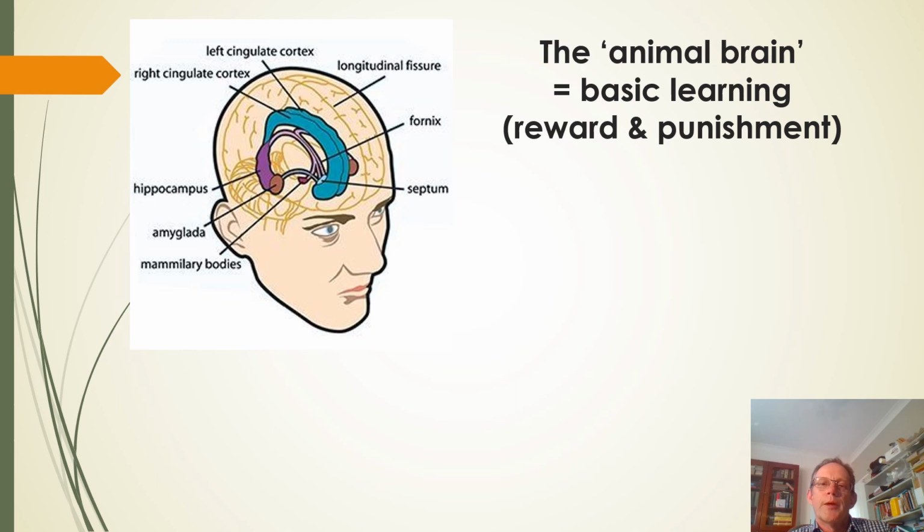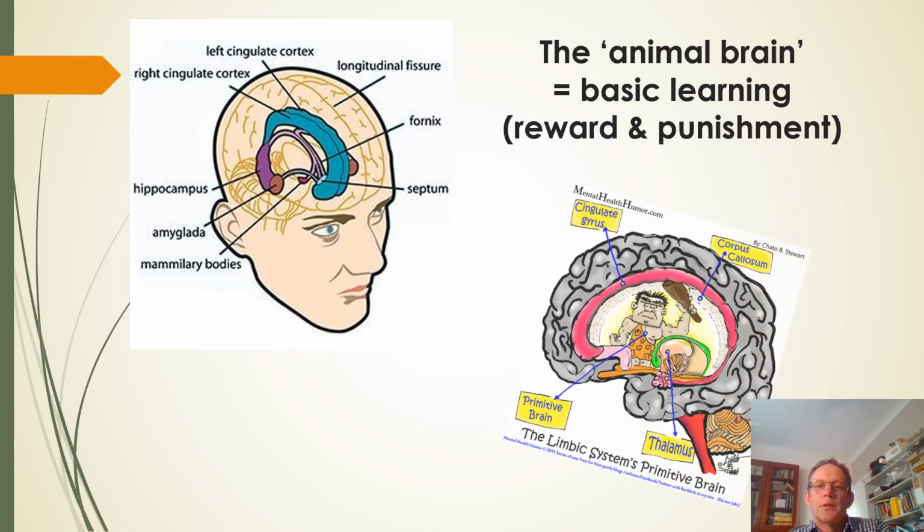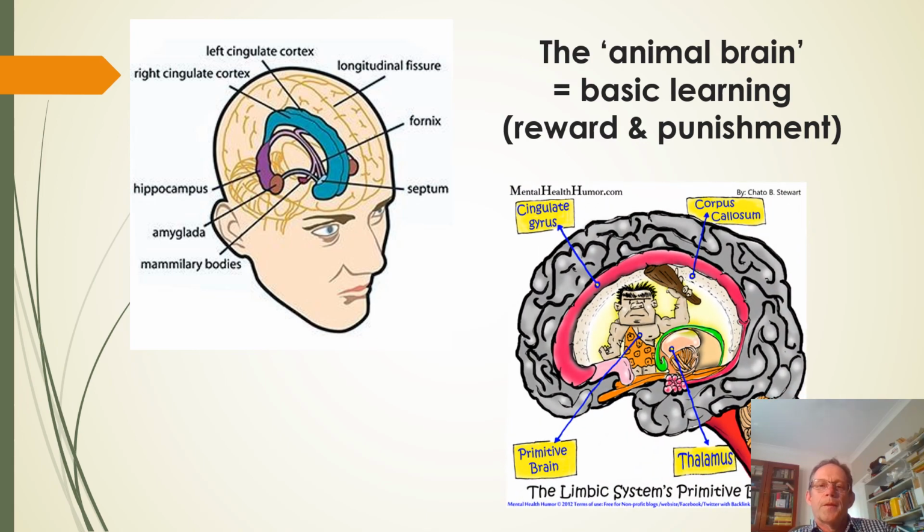Looking at the animal brain or the limbic system in more detail, this shows the three-dimensional view of it, and it's to do with basic learning, as we said, reward and punishment. If you like, it's the inner caveman. It's the not very smart part of our brain, which essentially deals with impulses for safety, protection, reproduction, relieving thirst and hunger. And it is modulated, if you like, by the frontal lobe, which more or less keeps those impulses in an appropriate balance.